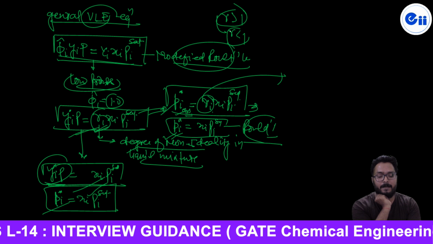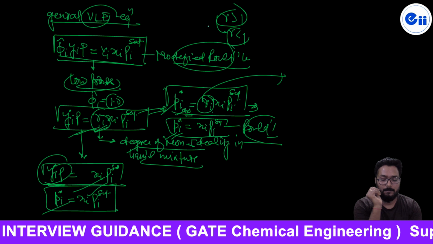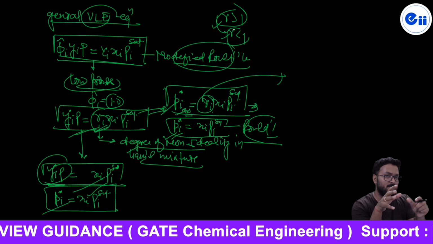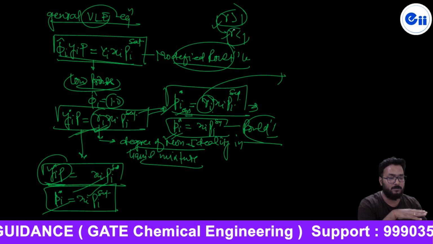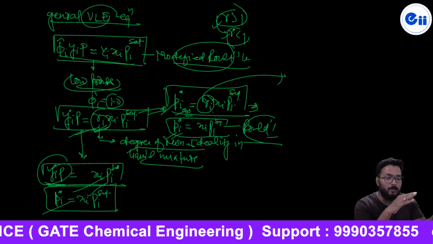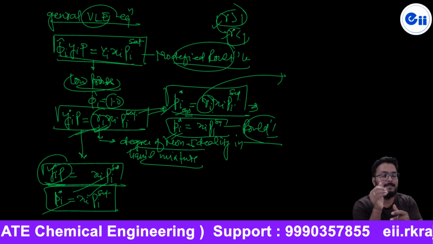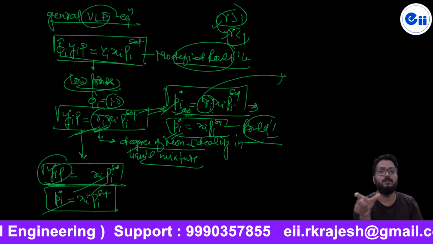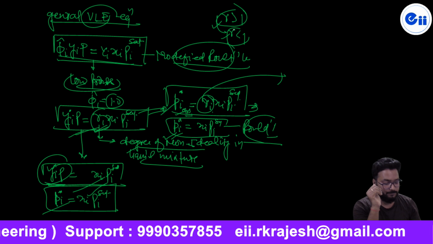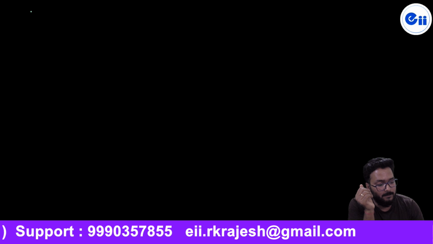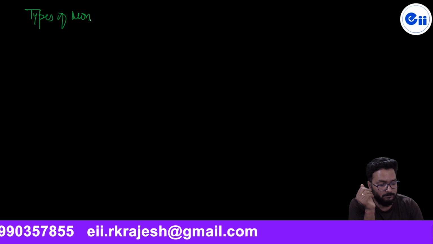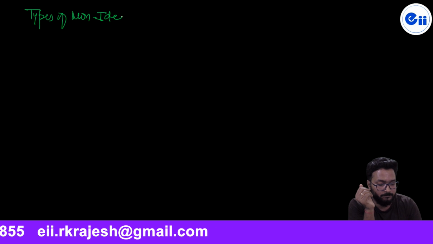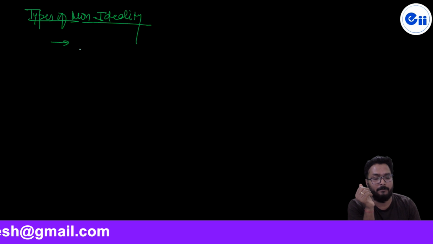and that will depend upon the types of non-idealities, because I told you the activity coefficient measures the non-idealities in the liquid mixture, and there are two types of non-idealities in the liquid mixture. One is called positive deviation, and the other is called negative deviation from ideality. So as far as types of non-ideality is concerned, two types of non-idealities are there.